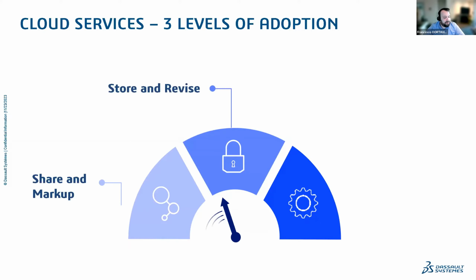The second level of adoption, if you want to, for example, store your data in the cloud for backup reasons, or you want some more formal data management, you can do that. And the latest one is the manage and control. The manage and control is if you want to have some more formal approval processes, you need a change management process, then that is the right level of adoption, but everything can be done with cloud services.